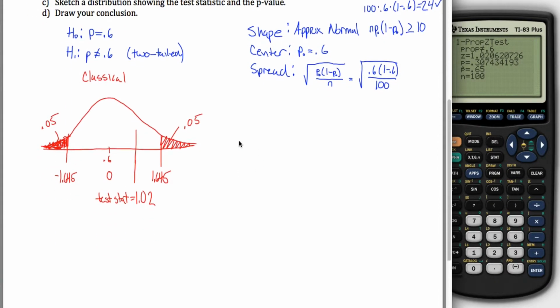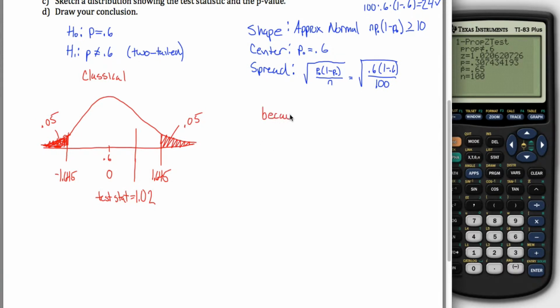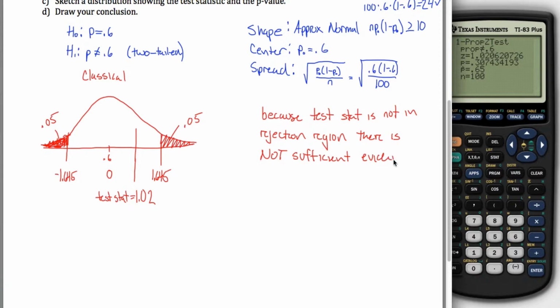Draw your conclusion? Sure. Because the test statistic is not in a rejection region, there is not sufficient evidence to reject the null hypothesis. The null hypothesis is on trial. I'm not saying it's innocent, I'm just saying it's not guilty. I don't have enough evidence to reject this thing.